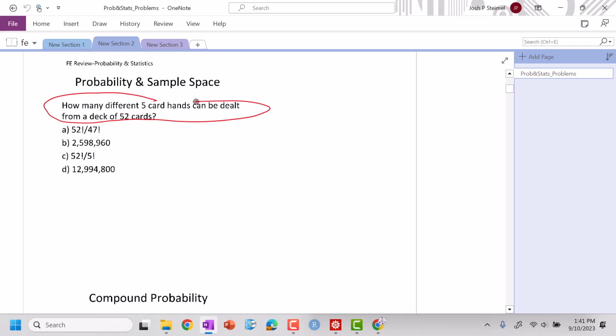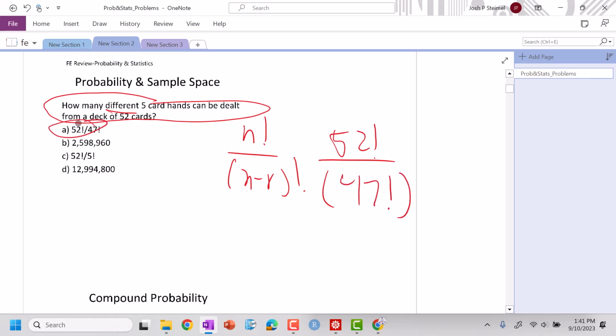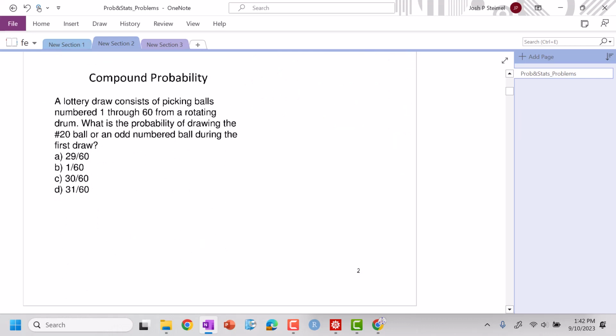How many different 5-card hands can be dealt from a deck of 52 cards? So "different" indicates distinct, so we're going to do permutations, not combinations. So it'll just be this function, n minus r. Our total number of things is 52 for our cards, and we're going to select from that r equals 5. So 52 minus 5, that's going to be 47. So this one right here. Excellent. So again, remember, permutations are distinct. Combinations are not distinct. So let's go to our next one.